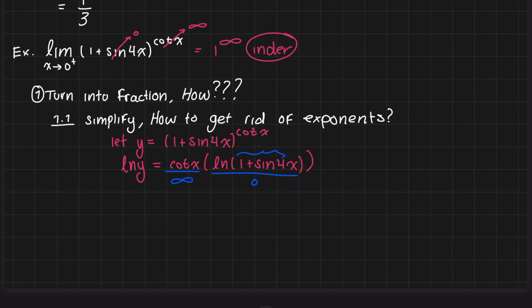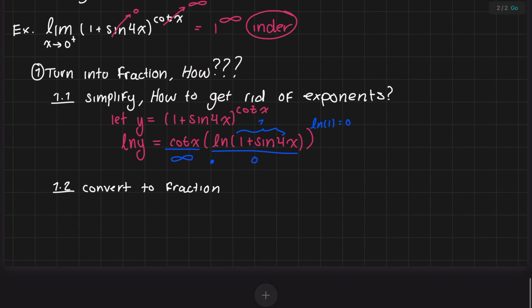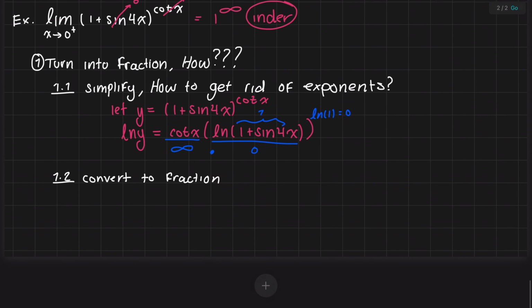Now what I'm doing here is also showing you that it is still an indeterminate form. 1 plus sine 4x is just 1. ln 1 is 0, so we have infinity times 0. So it's still an indeterminate form. We didn't avoid that form by doing a substitution. Now, our step 2 is going to be converting it into a fraction. Well, that was our whole step, but we had to do a little bit of a side step, which was substitution. So to convert it into a fraction, we just see multiplication, right?